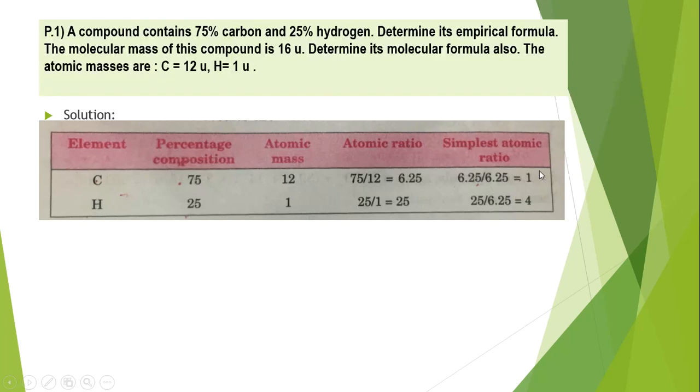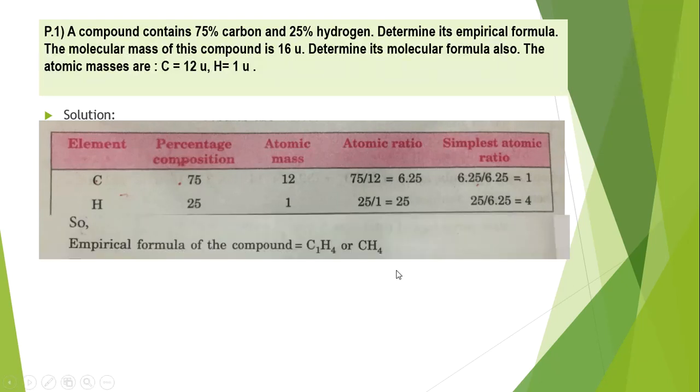So how many carbons are there? Only 1, and hydrogen only 4. So it makes the empirical formula C1H4, and it is equivalent to CH4. So we got the first part of the problem, the empirical formula. The empirical formula of this compound is methane.